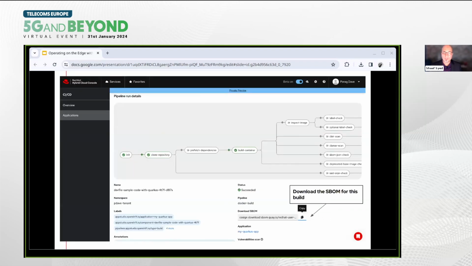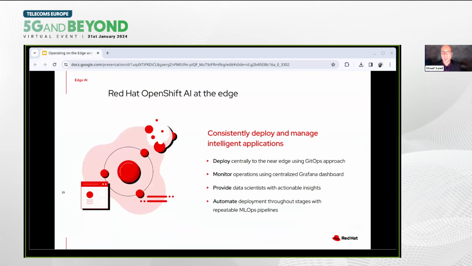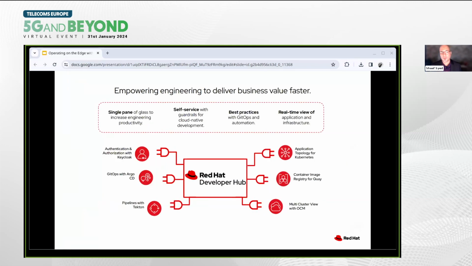And a pipeline run would look at how you can clone your repository, how you would build them and create a container out of them, and then be able to scan the containers repeatedly through security checks, etc., and ensure that you have the right kind of signed binaries that you are using with your artificial intelligence systems as well. What's important is that you are able to consistently deploy and manage these applications. You're able to monitor them and obviously automate them across the edge as well.